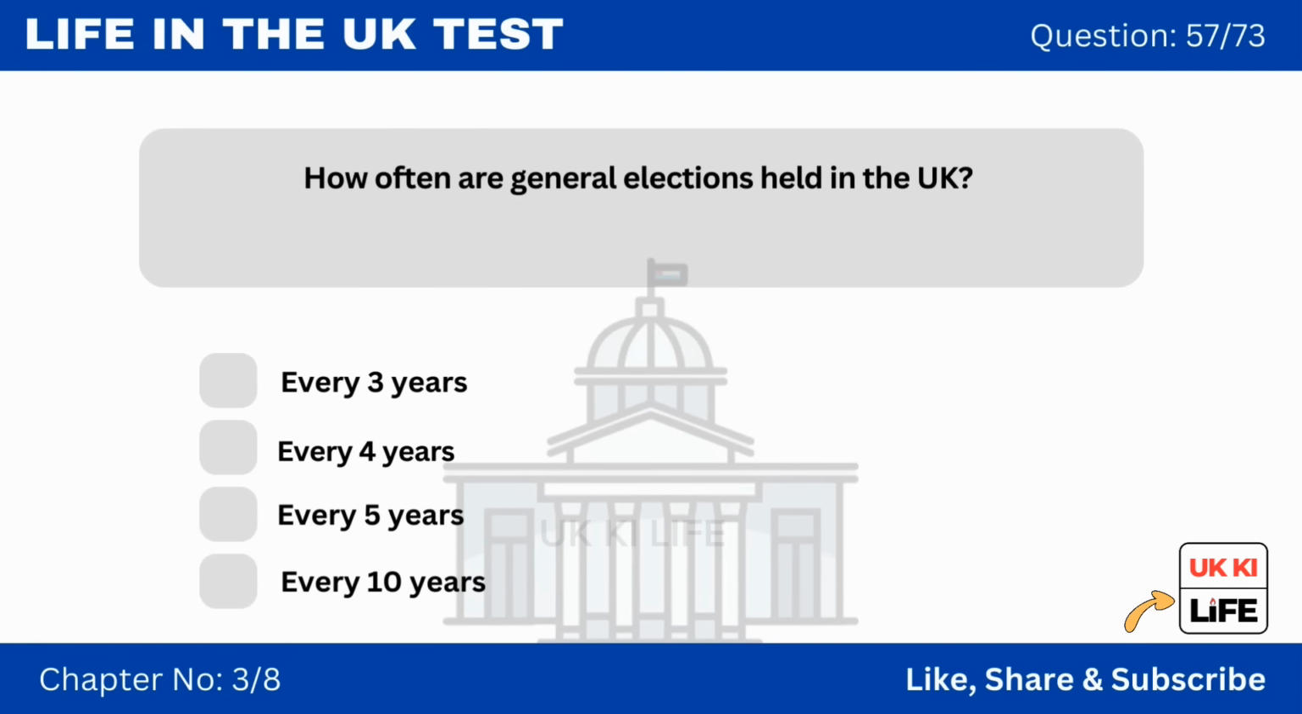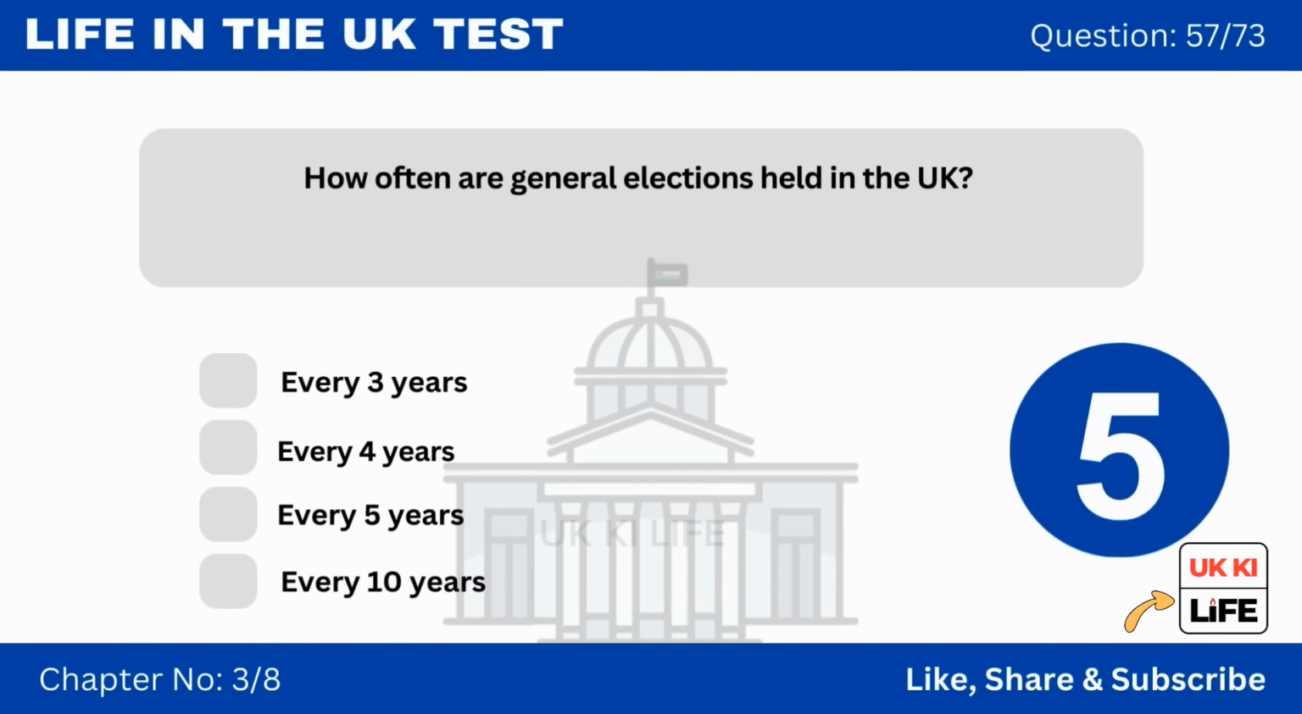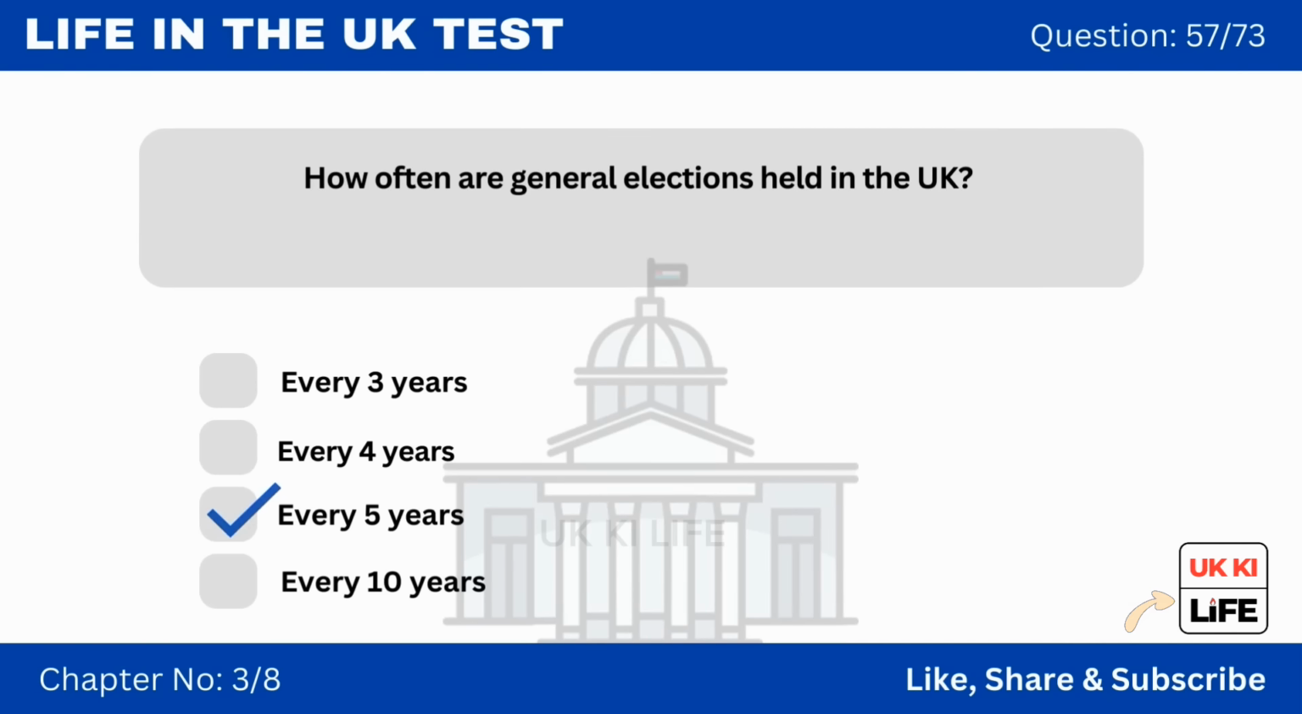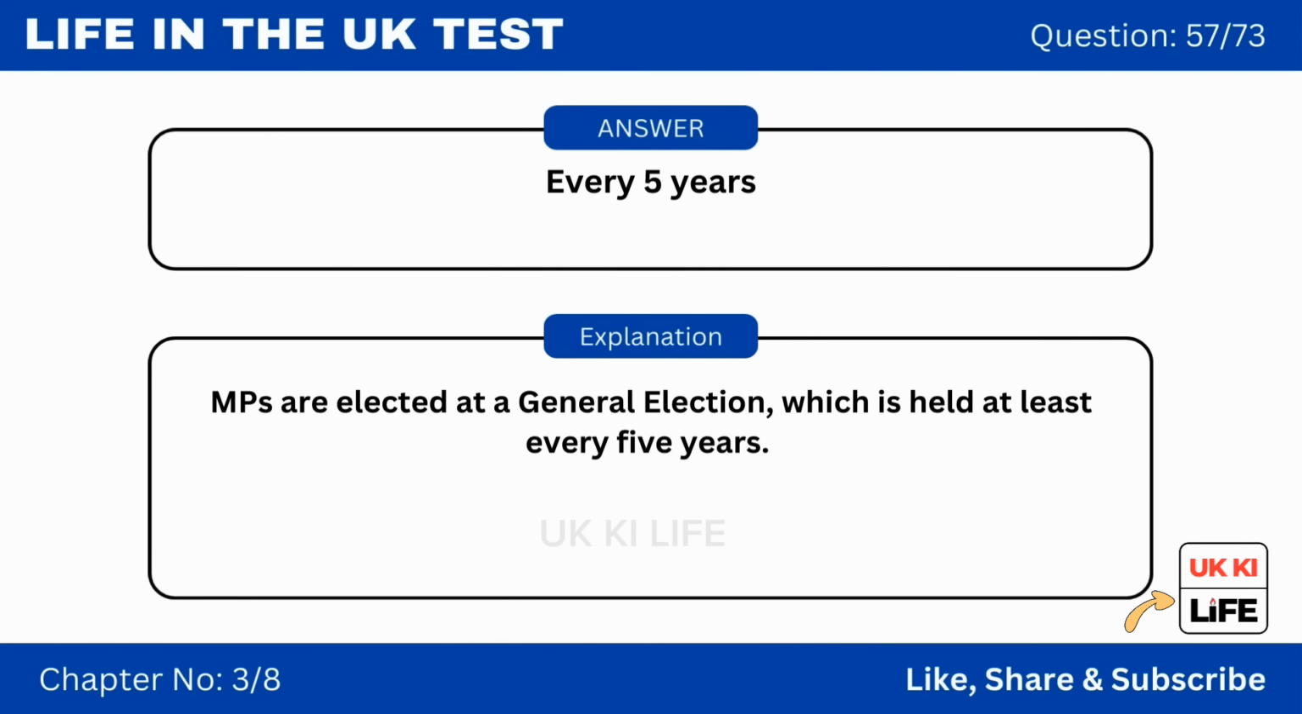Question 57. How often are general elections held in the UK? Every 3 years. Every 4 years. Every 5 years. Every 10 years. The correct option is C. Explanation. MPs are elected at a general election, which is held at least every 5 years.